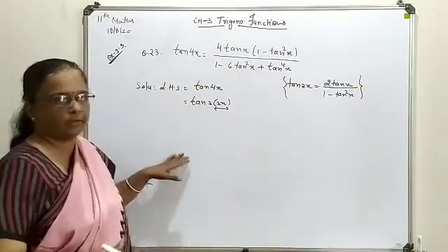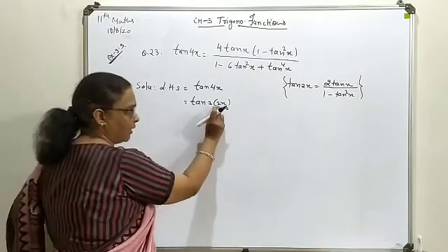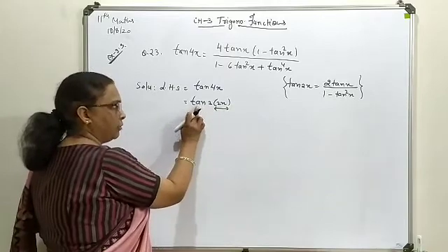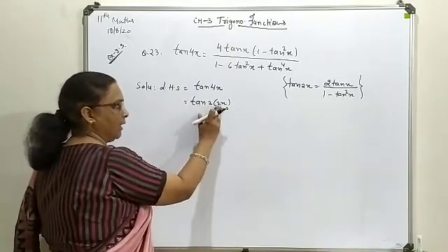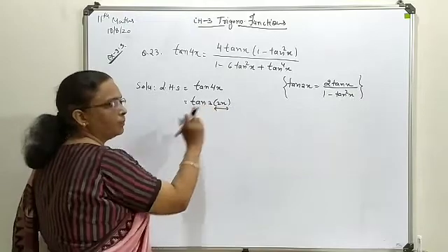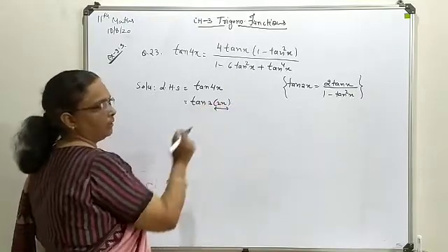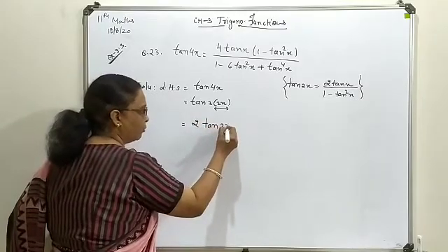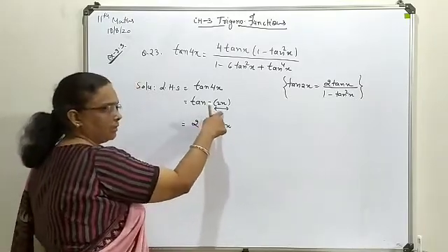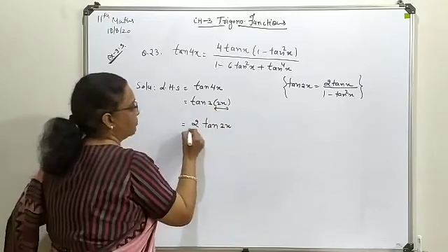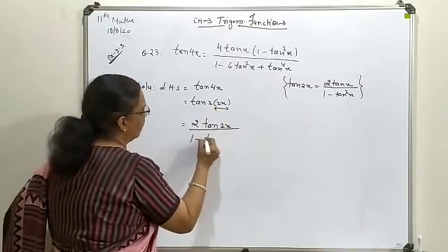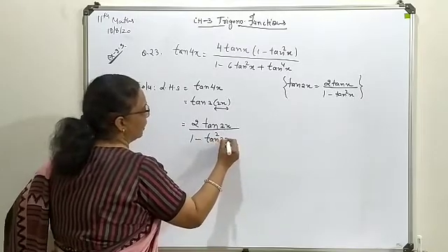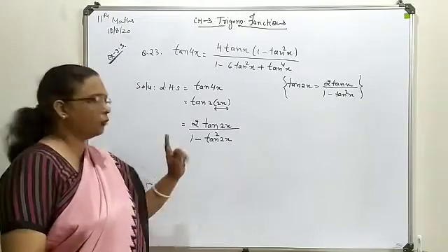Now the same thing here we are going to implement. Now in place of x what we have written? 2x in bracketed form. So here it will be turned as tan 2x, whereas in place of x you will write 2x. So let's implement the formula, that is 2 tan 2x. Everywhere in place of x you will write this 2x. In denominator also this is 1 minus tan square 2x.